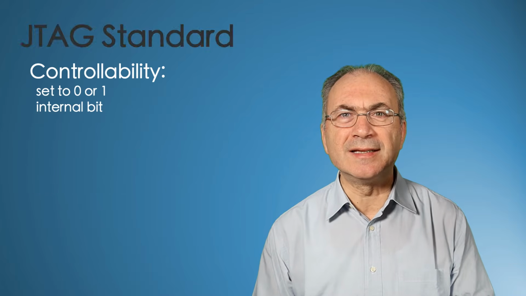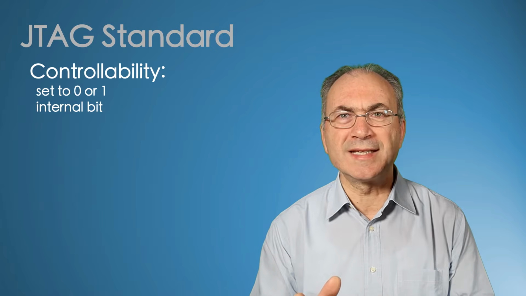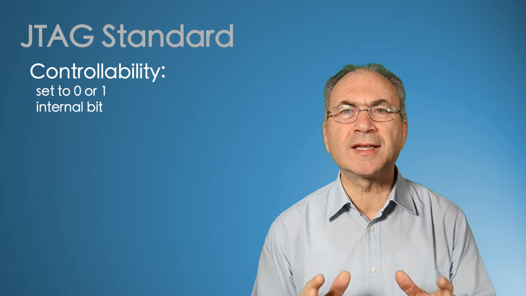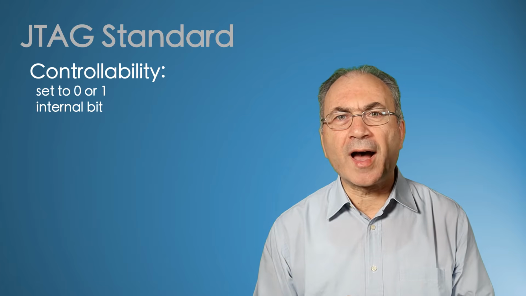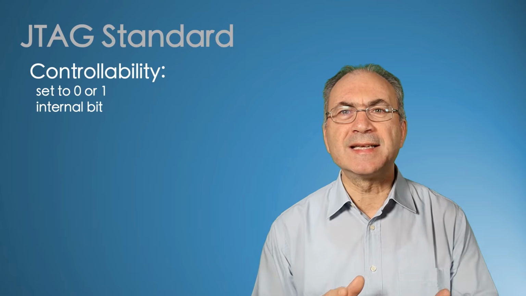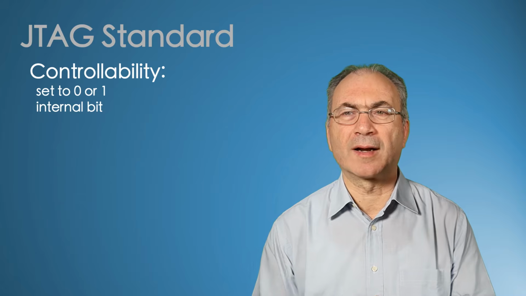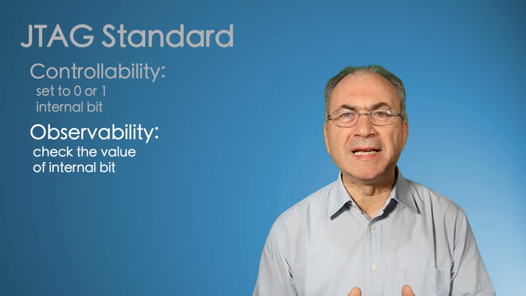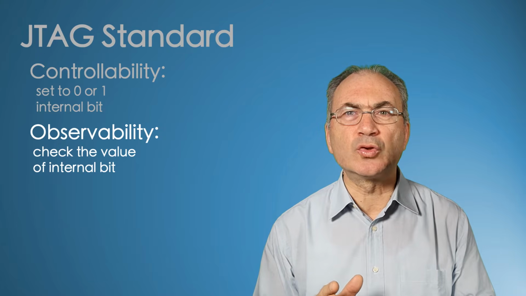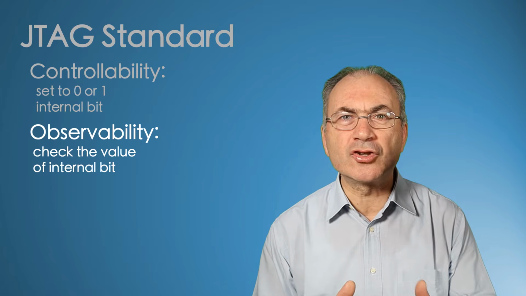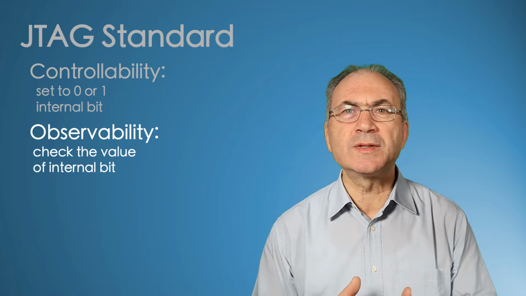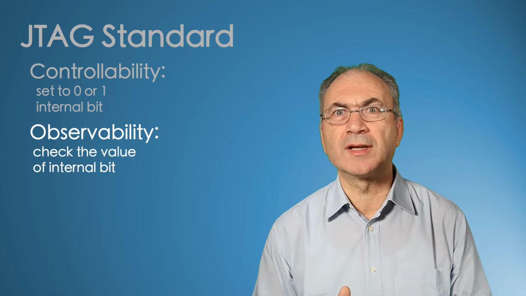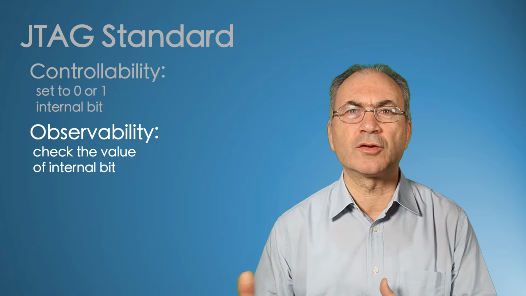Controllability is the ability to easily set to 0 or to 1 each internal bit of memory of an integrated circuit, to verify that none of them is stuck at 0 or 1. Observability is the ability to check the value of each internal bit of memory register, and it is achieved using additional circuitry and specialized long shift register.